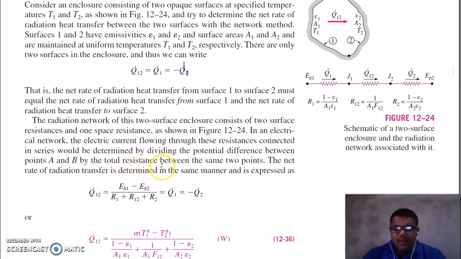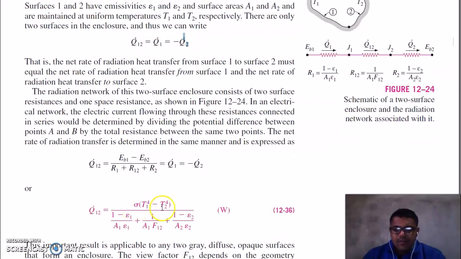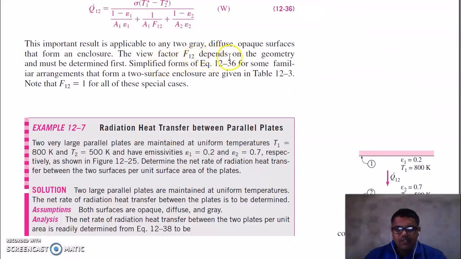By the total resistance between the same points, the net rate of radiation transfer is determined in the same manner. So Q12 is equal to EB1 minus EB2 divided by the total resistance, which in this case is this. If you put in the values of EB1 and EB2, the view factor F12 depends on the geometry and must be determined first. Simplified forms of this equation for familiar arrangements are given.